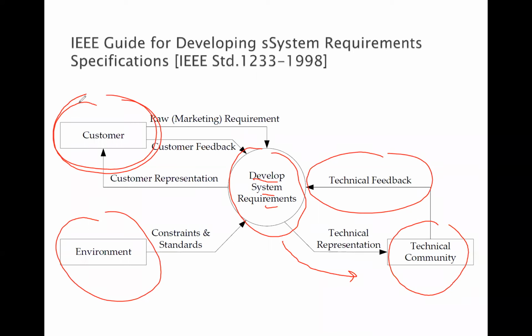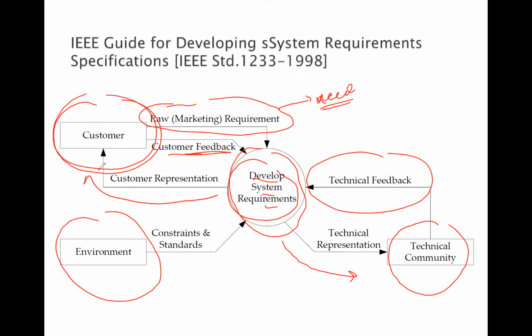In customers, we have product or marketing requirements, which are very much related to the need. These requirements are simply customer feedback to be used in developing system requirements. There may also be a representative. There may be a flow from the system requirement stage or process to customers. So there is a closed loop here.